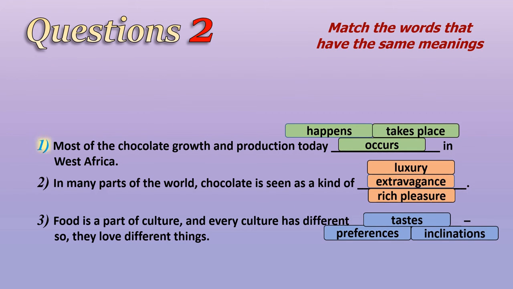Number 1. Most of the chocolate growth and production today takes place, occurs in West Africa. Number 2. In many parts of the world, chocolate is seen as a kind of luxury, extravagance, rich pleasure. Number 3. Food is a part of culture, and every culture has different tastes, preferences, inclinations. So they love different things.